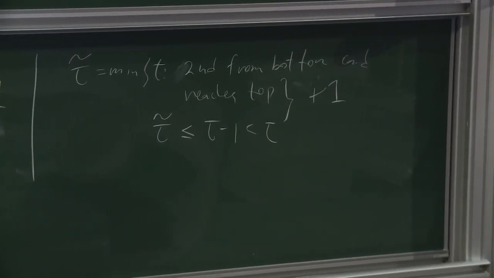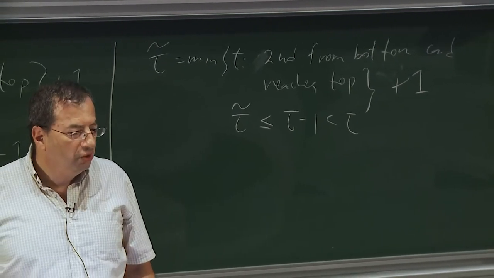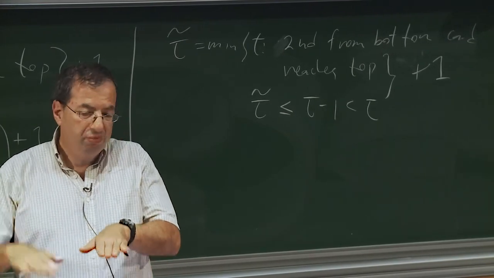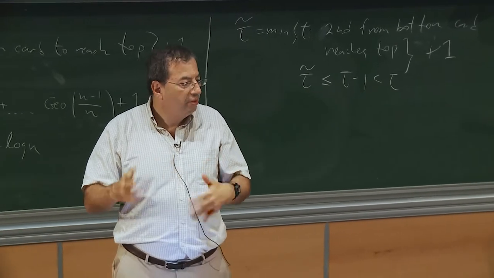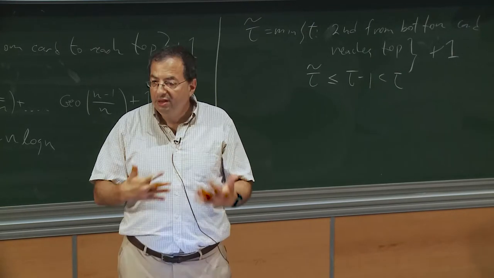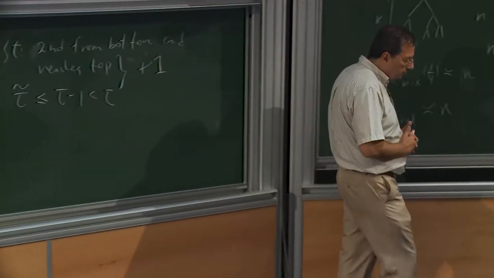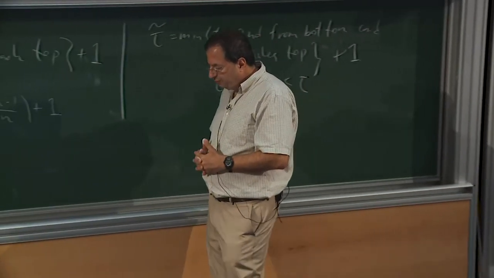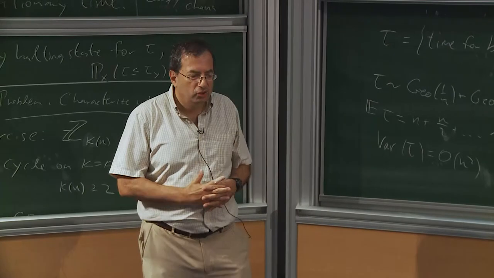But it's still a strong stationary time, because it's also true for this one that the cards under it are in uniform random order. Initially, under it, we have the bottom card. But then the next card that comes in will come in either on top of the bottom card or below the original bottom card. So the fact that these cards are internally in uniform random order remains true for this case. So this tau tilde is better. Can you think of a strong stationary time that's even better than this?